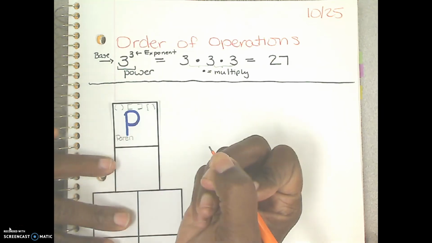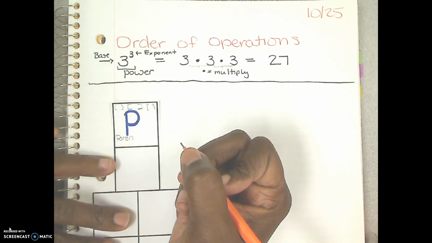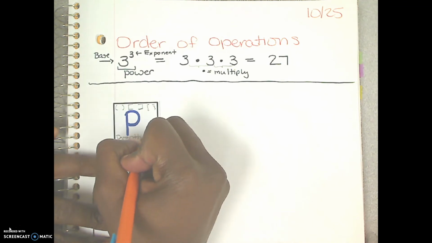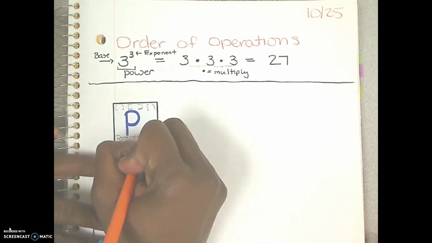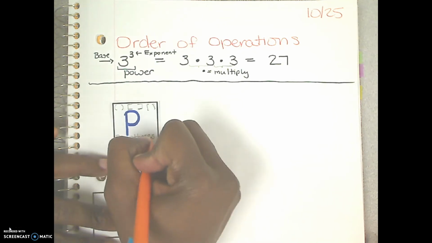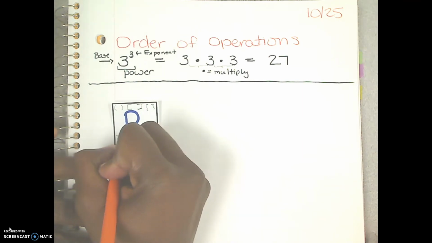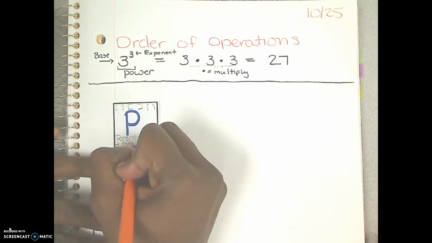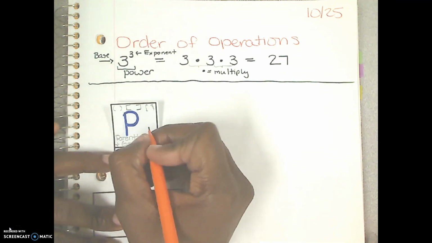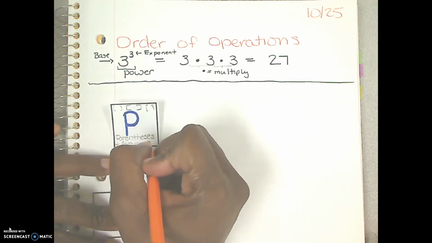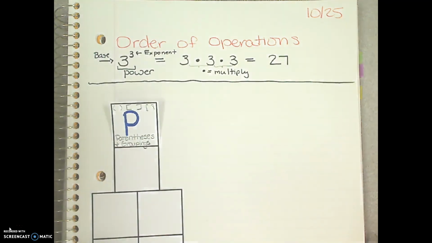I'm just going to write that down here. P-A-R-E-N-T-H-E-S-E-S, parentheses, and grouping symbols. I'm just going to put parentheses and groupings. Okay. So that's the first step. If you see any parentheses, or if you see any brackets, you're going to do that first.